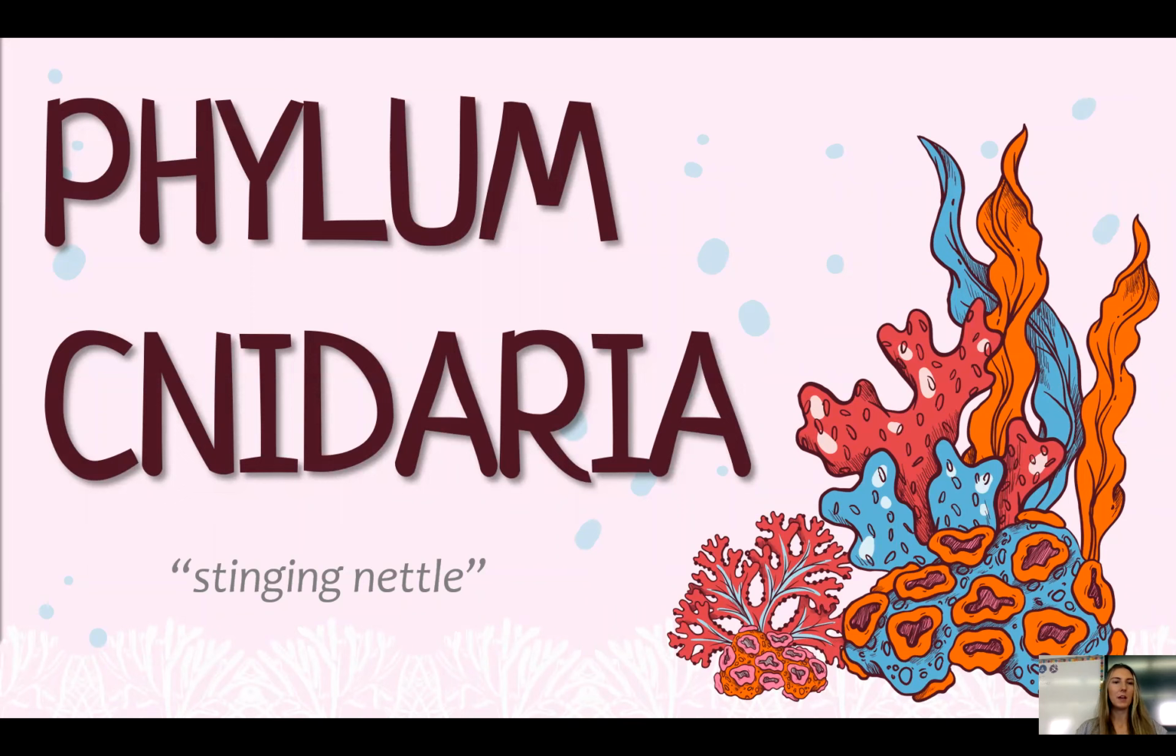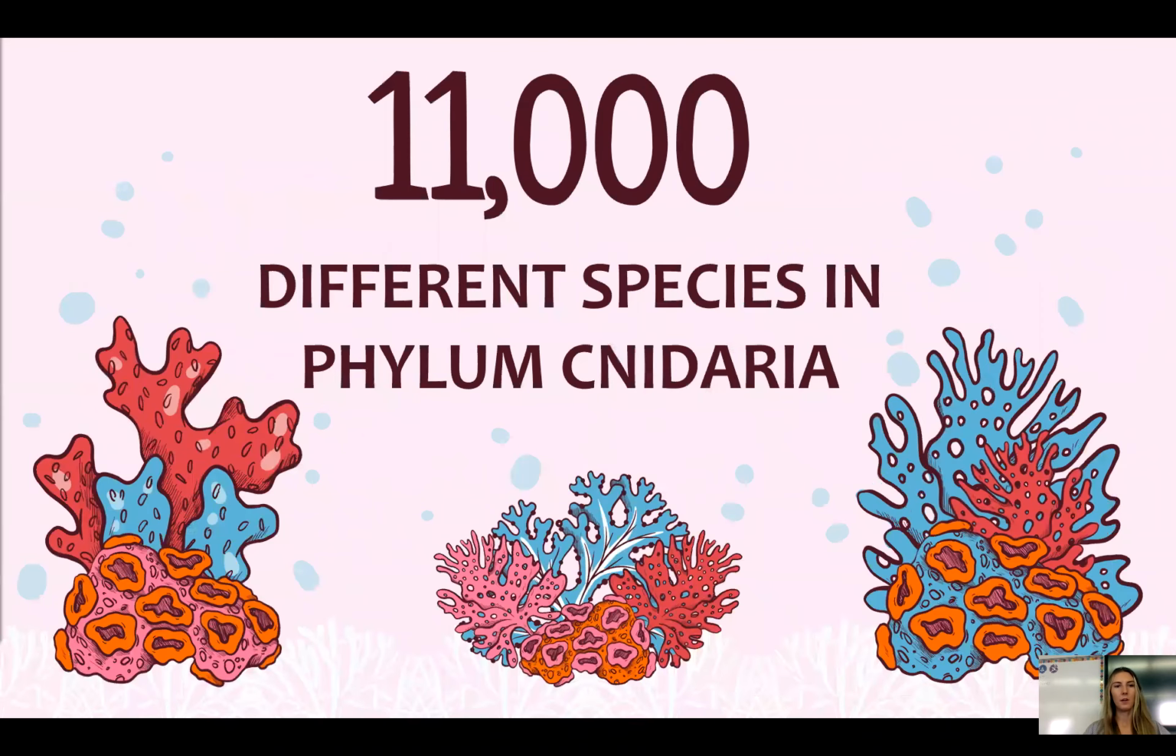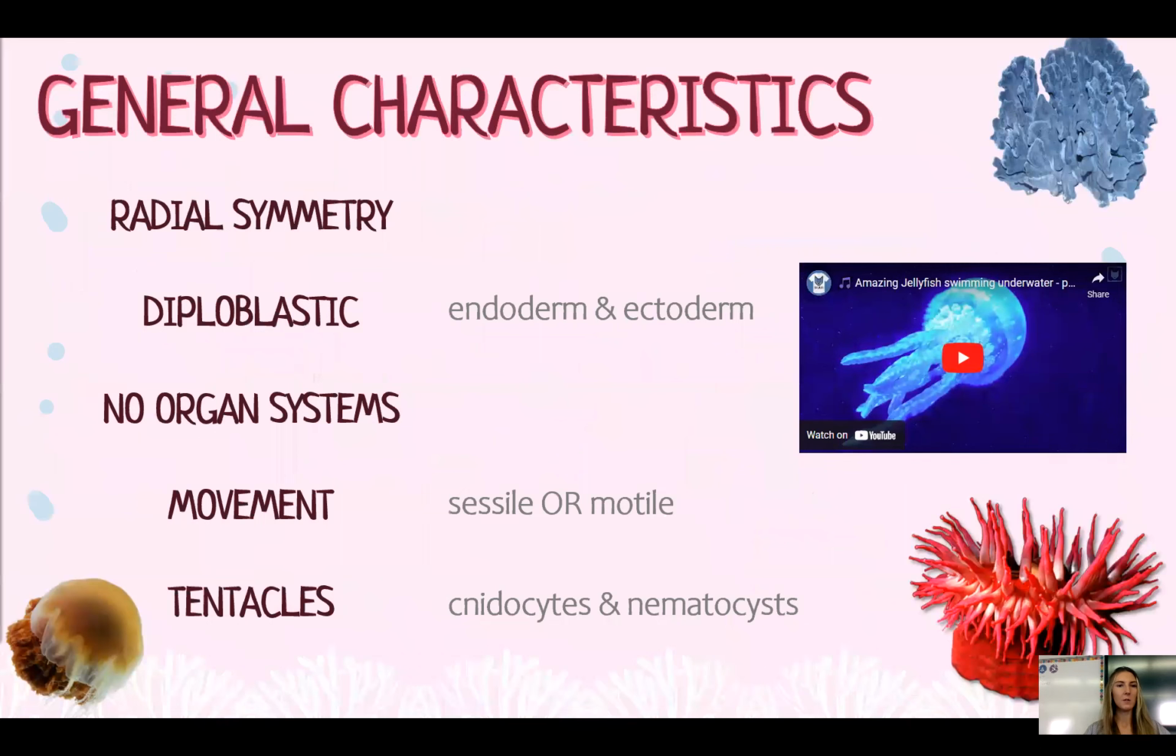Hey guys, in this video, we're going to talk about two phyla. The first phylum is Phylum Cnidaria, and that means stinging nettle. There are over 11,000 different species in this phylum. And the first thing we're going to talk about are their general characteristics.